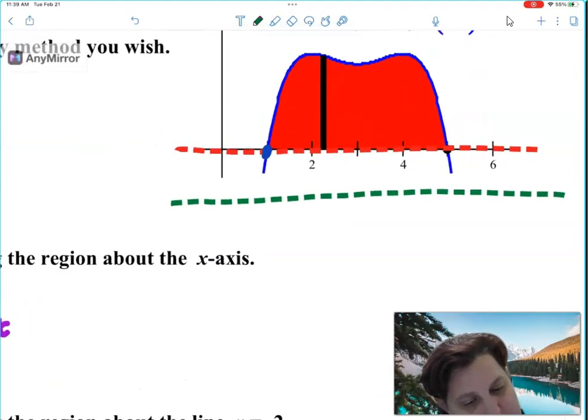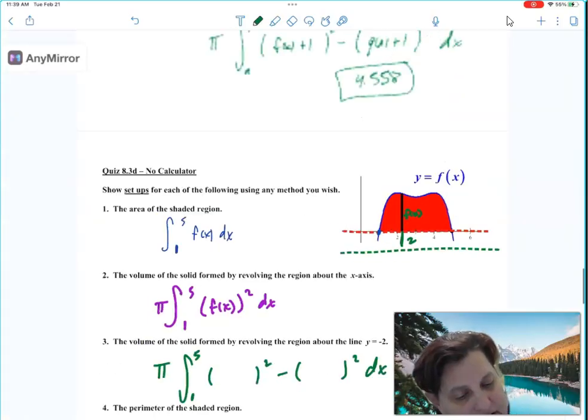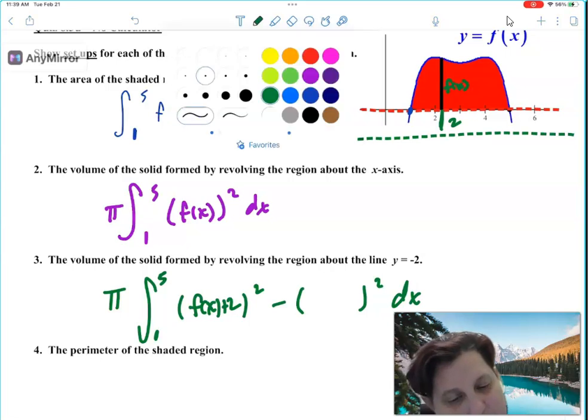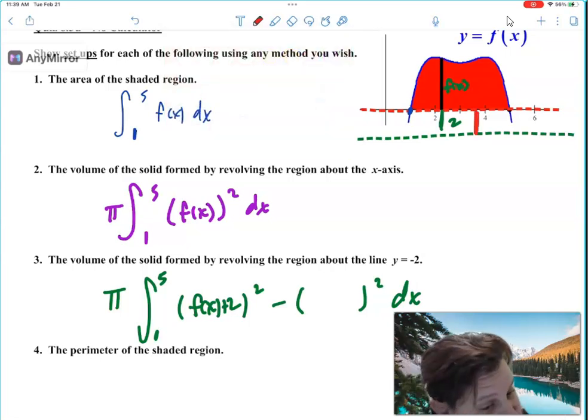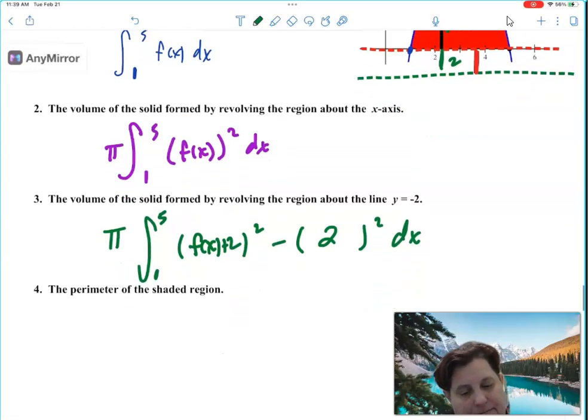All right, you guys, the outer radius, so this line right here is f of x. And then since that's down 2, it's plus 2. So the outer radius is f of x plus 2. The inner radius is literally just that, which is just a 2. Okay, so that's how I would set that one up.